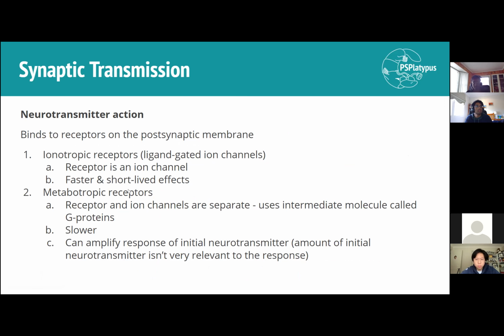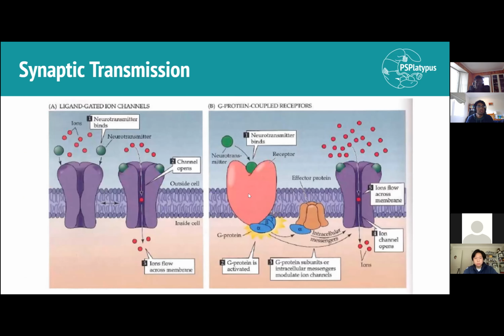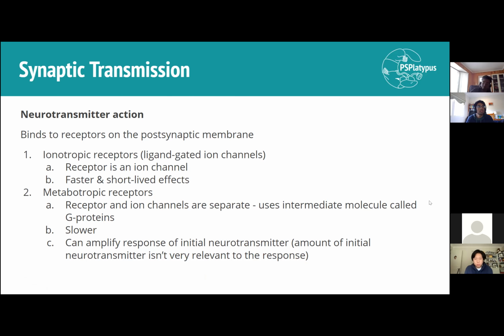Okay, so these are the different types of receptors. There are two main receptors it can bind to on the postsynaptic membrane. One is ionotropic and another one is metabotropic. These words look kind of complicated, but it honestly isn't. If you look at this picture, on the left hand you have ionotropic, on the right hand you have metabotropic. I'm going to use this picture to try and explain it.